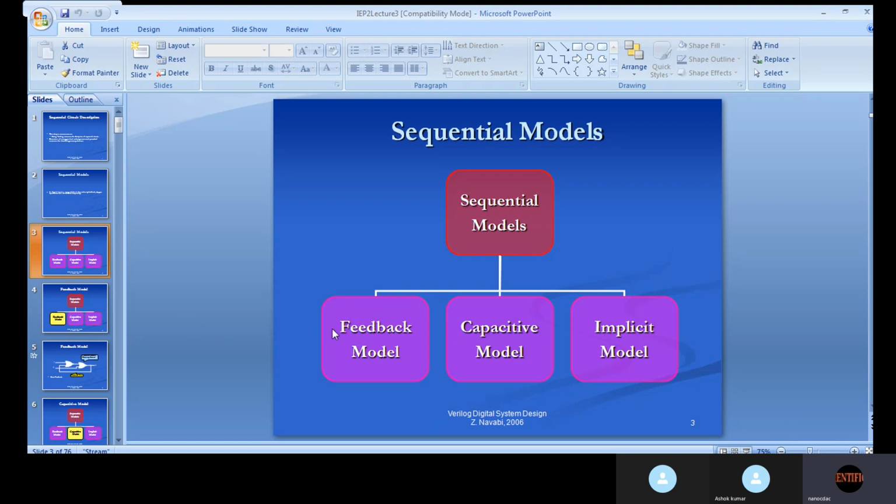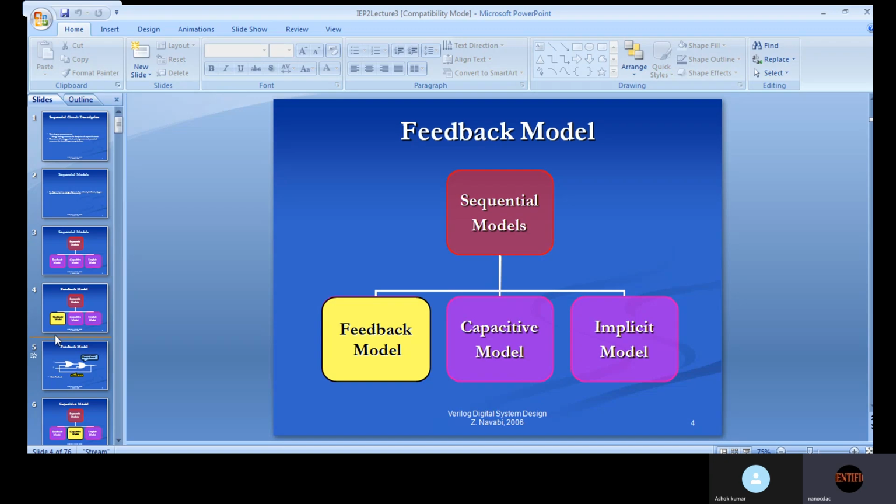Feedback model is simple: you are just feeding the output back to the input, and like that we are storing. Capacitive model means you are using a capacitor. Okay, using off-chip capacitance or on-chip capacitance, you are storing the logic. So that is the capacitive model. And the next one is the implicit model. I will explain the implicit model also.